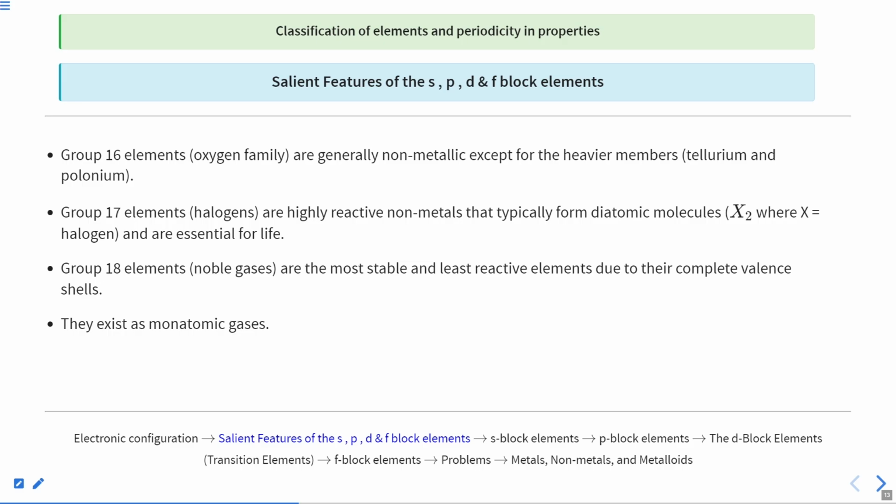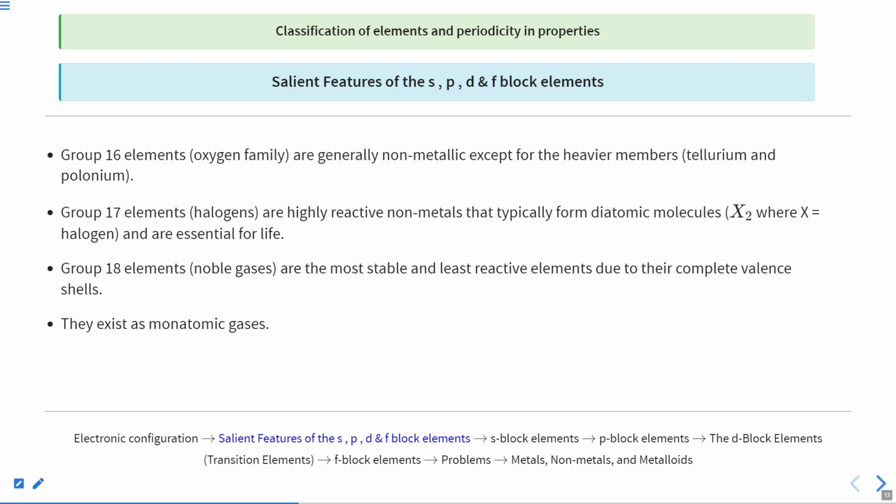Now, group 16 elements are non-metallic except for the heavier members like tellurium and polonium. So they are non-metallic in nature. But there are exceptions, of course, because as the size increases, their metallic character increases.